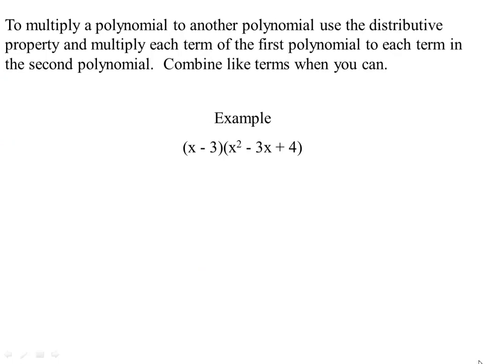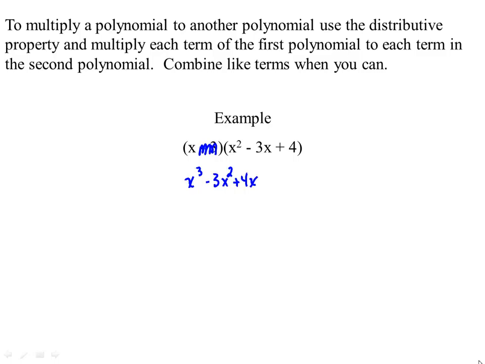Okay, so what about a binomial times a trinomial? Same thing. You're going to take your x and you're going to multiply it times everything in that second group. Write it down on your paper. Hopefully you got x to the third minus 3x squared plus 4x. Yes?